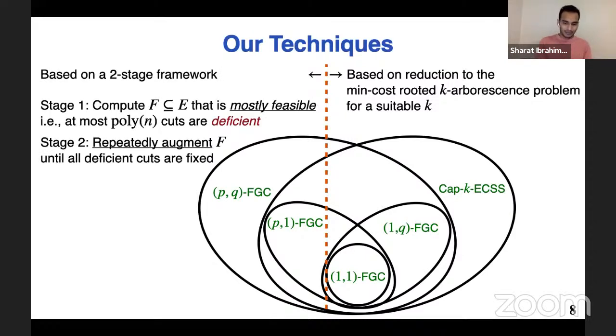Whereas for (P, 1)-FGC and (P, Q)-FGC, we give a 2-stage algorithm. In the first stage, we compute a solution that is mostly feasible. That is, if you recall the cut characterization of (P, Q)-FGC solutions, the number of cuts for which there is a violation is at most a polynomial in the number of vertices. Then in the second stage, we repeatedly augment the solution until all these deficient cuts are fixed. We will argue that the number of augmentations is at most Q.